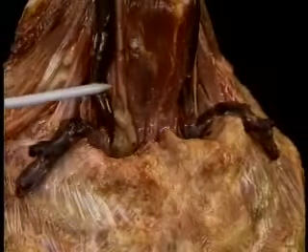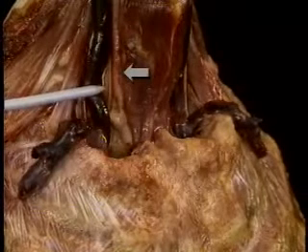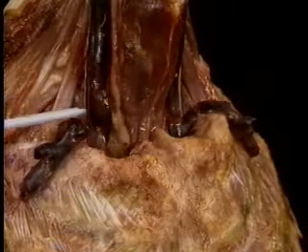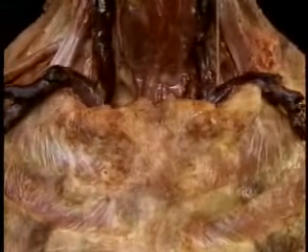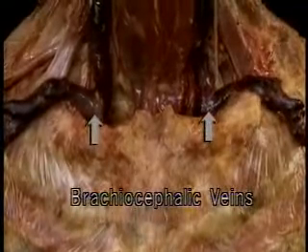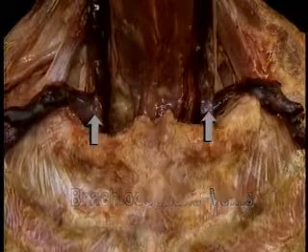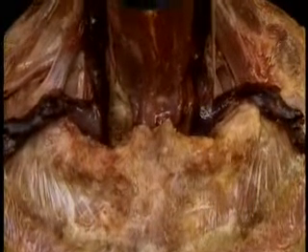The internal jugular vein lies in front of the common carotid artery and lateral to it. On each side, the subclavian and internal jugular veins unite to form the right and left brachiocephalic veins. The two brachiocephalic veins pass downwards into the thorax behind the manubrium.